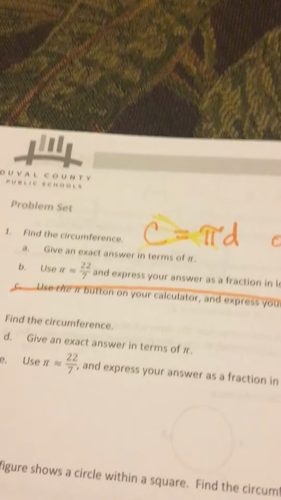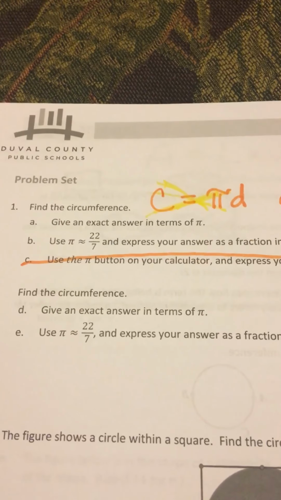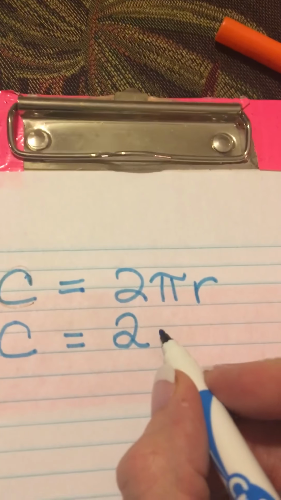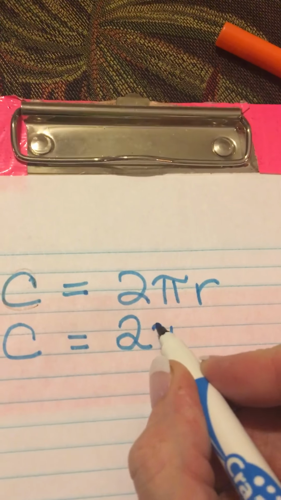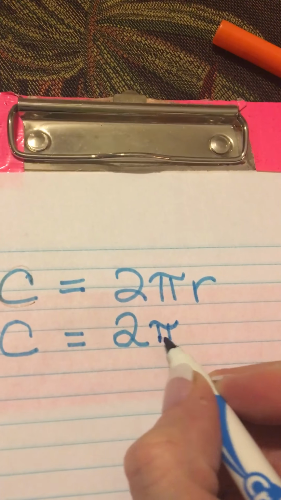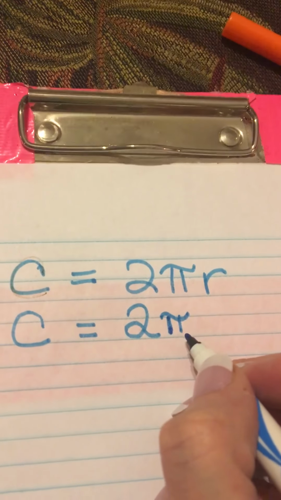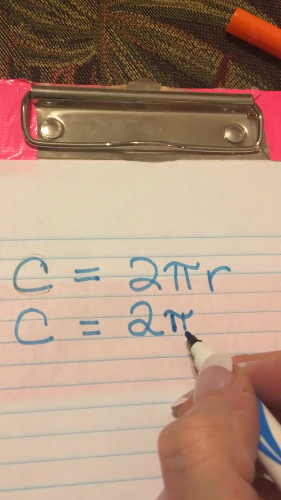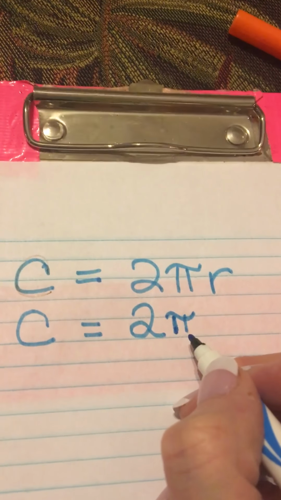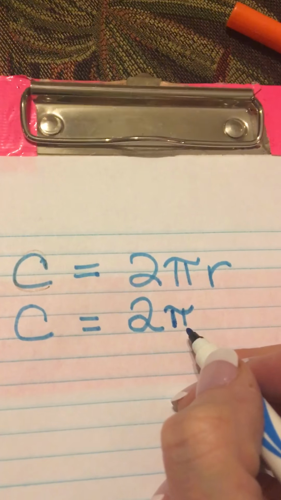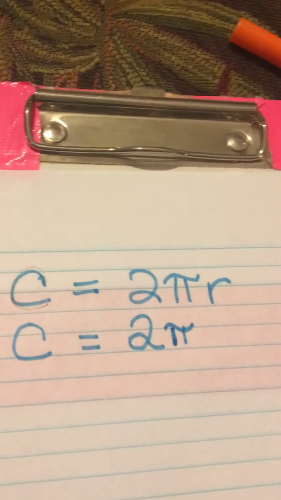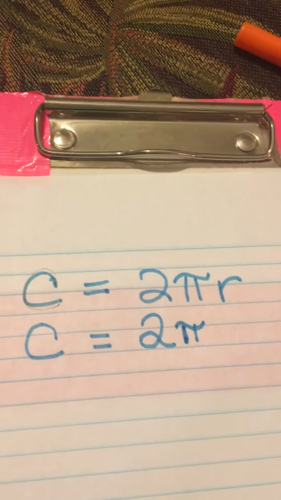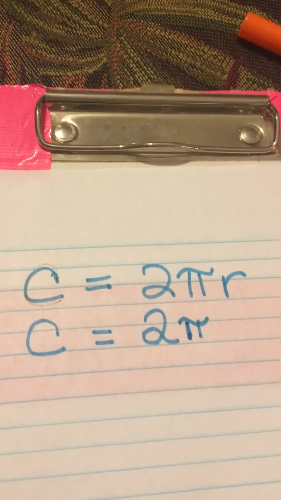Now, they haven't even explained that to us, but I'm going to explain it to you. In terms of pi means they want you to have this pi symbol in your answer. So you're not going to substitute the pi for 3.14 or 22 over 7. You're going to leave the pi alone. When they say give your answer in terms of pi, that means leave your answer with a pi. Do not change the pi. So the only thing we have to substitute is the r.